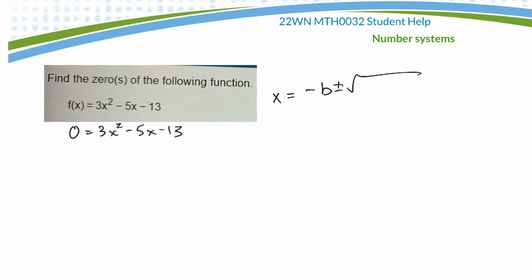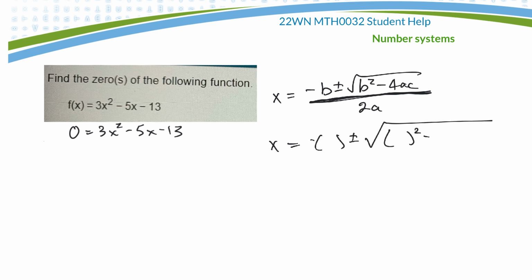Minus b plus or minus the square root of b squared minus 4ac, all over 2a. And that "all over" is an important thing. So minus something plus or minus the square root of something squared minus 4 times something, all over 2 times something. And those somethings are, okay, b is a negative 5, a is a 3, and c is a negative 13, and a is a 3.